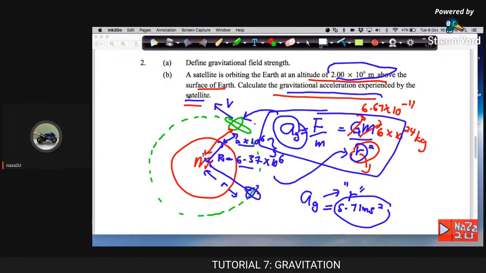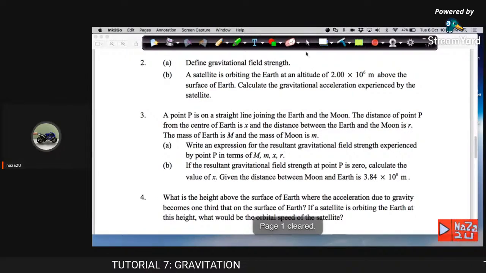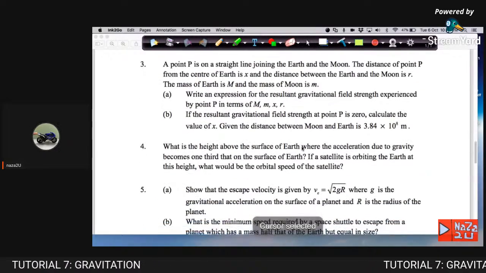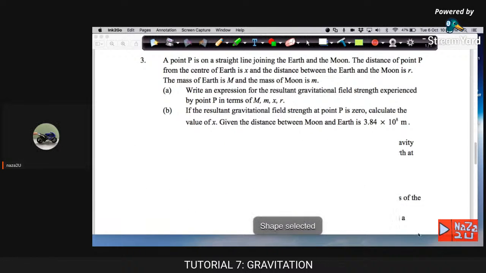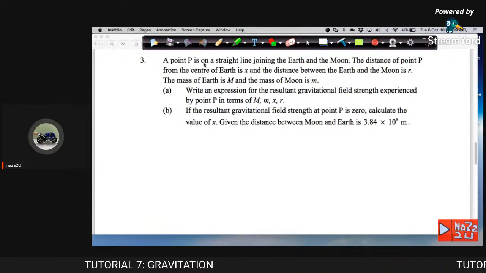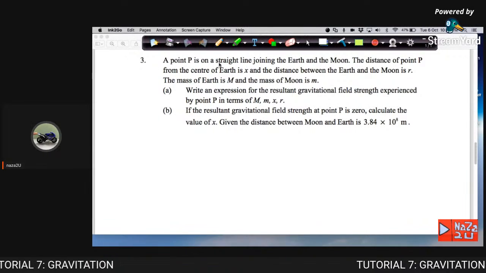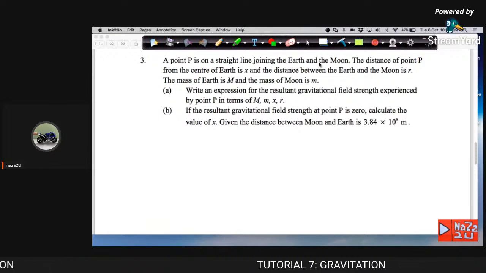Okay class, finish question number 2. Continue to the question number 3. Question number 3. Point P is on a straight line join Earth and the Moon.